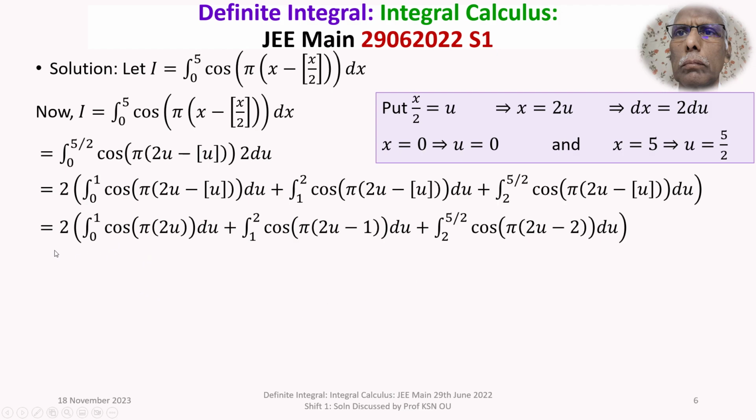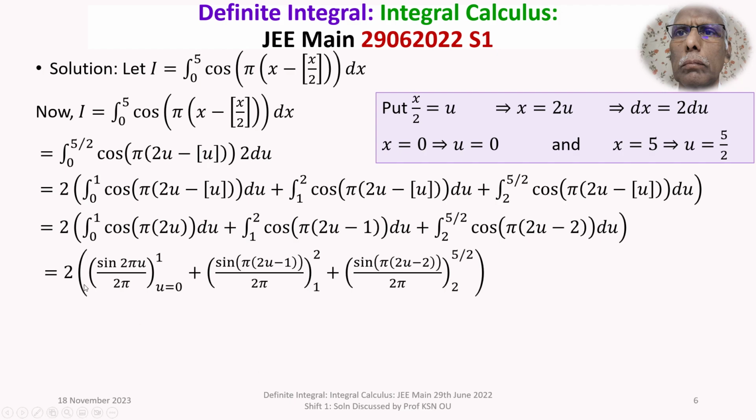Now integrate. 2 times: the integral of cos 2 pi u is sine 2 pi u by 2 pi, to be evaluated between 0 to 1, plus the integral of cos of pi (2u minus 1) is sine of pi (2u minus 1) by 2 pi, to be evaluated between 1 to 2, plus the integral is sine of pi (2u minus 2) by 2 pi, to be evaluated between the limits 2 to 5 by 2. So that's what we have written here.